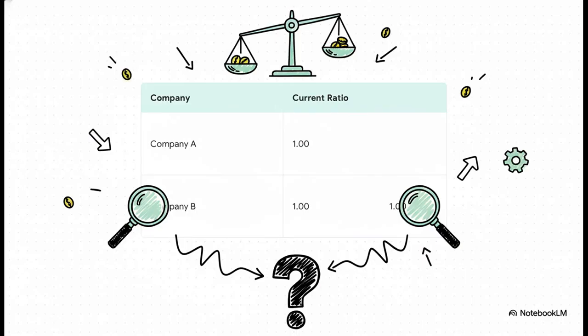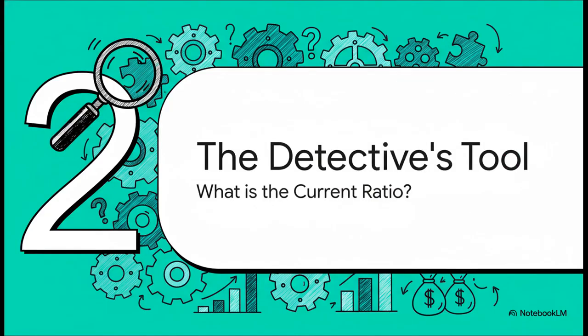So take a look. See that number? 1.00. Both companies have the exact same current ratio. On the surface, it's a perfect tie, right? But this is where our investigation really begins. So, to solve this puzzle, every good detective needs their tools. And our main tool here, the current ratio. So let's break down exactly what this thing is.